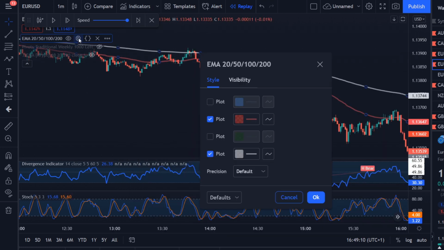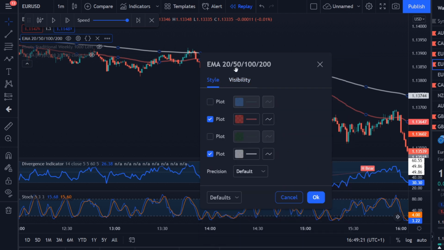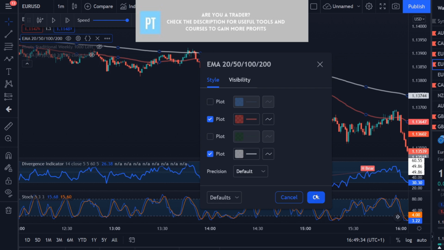And then of course the exponential moving averages over here. This is the 50 exponential moving average and this is the 200. So as you can see, the 20, 50, 100 and 200, the second one is the 50 and the last one is the 200. And of course you can just play around with the colors. I choose red and gray.